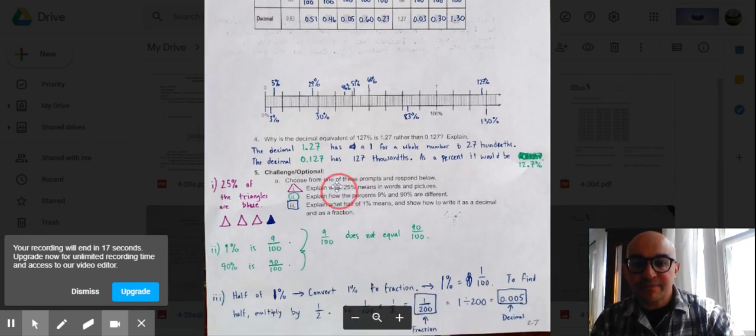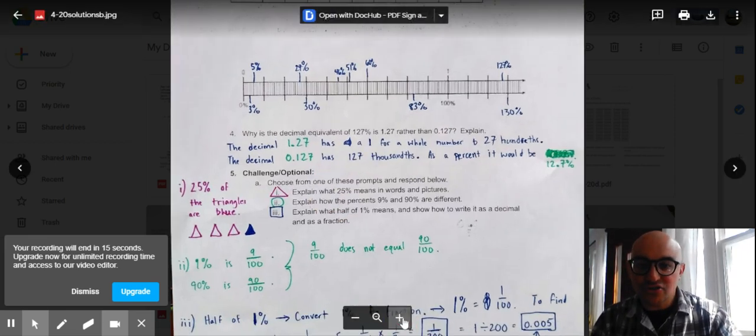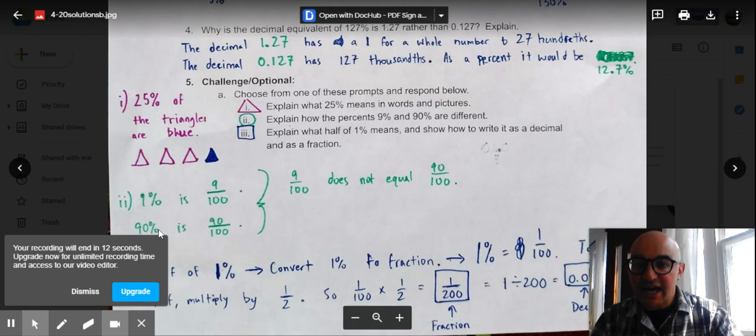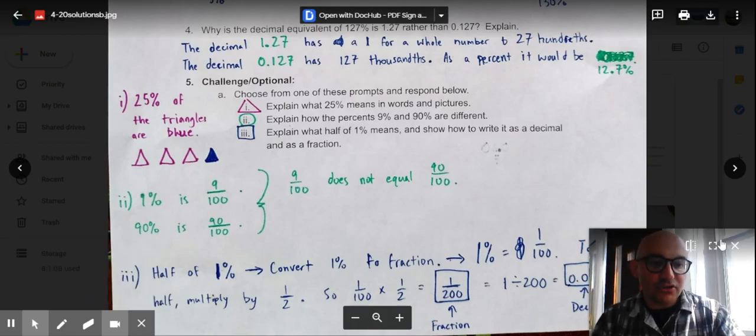And then finally, half of 1%. Let me see if I can zoom in. I'm so short on time. Half of 1%: I'm going to convert it to a fraction, and then I multiply by 1/2 to get 0.05.